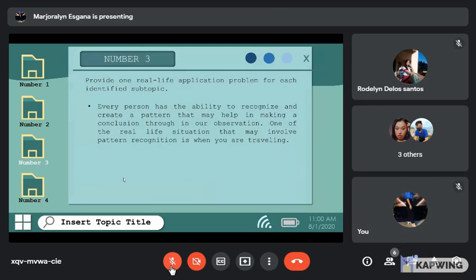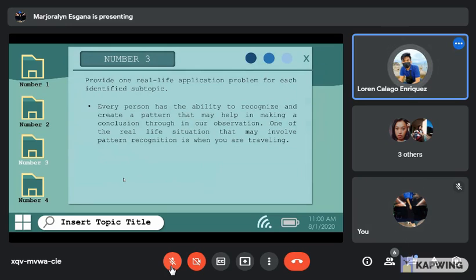So the third question is: provide one real life application problem for each identified subtopic. Every person has the ability to recognize and create a pattern that may help in making a conclusion through our observation. One of the real life situations that may involve pattern recognition is when you are traveling. When you travel, you are riding in the right direction, which leads you to your destination or to a place that you want to visit.